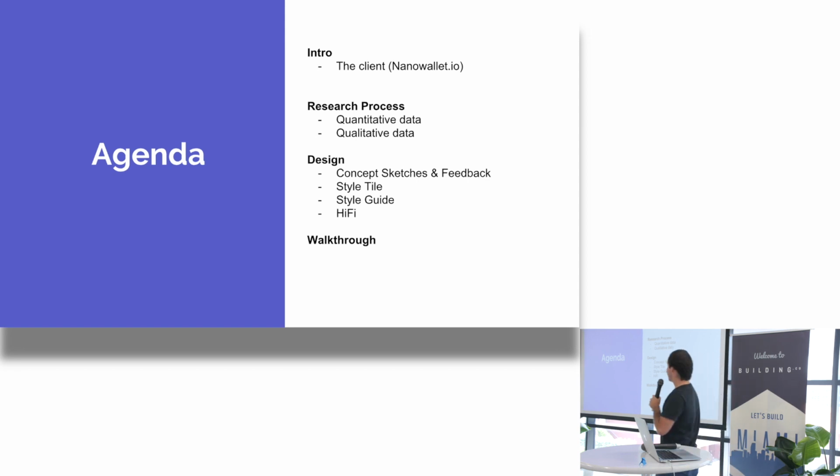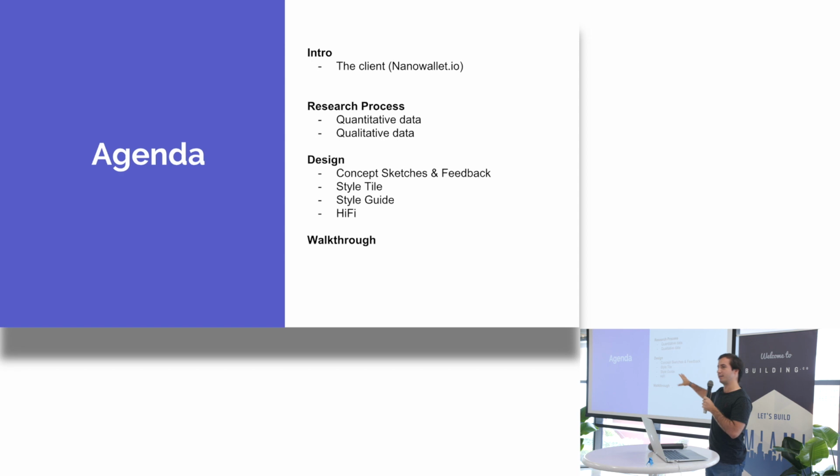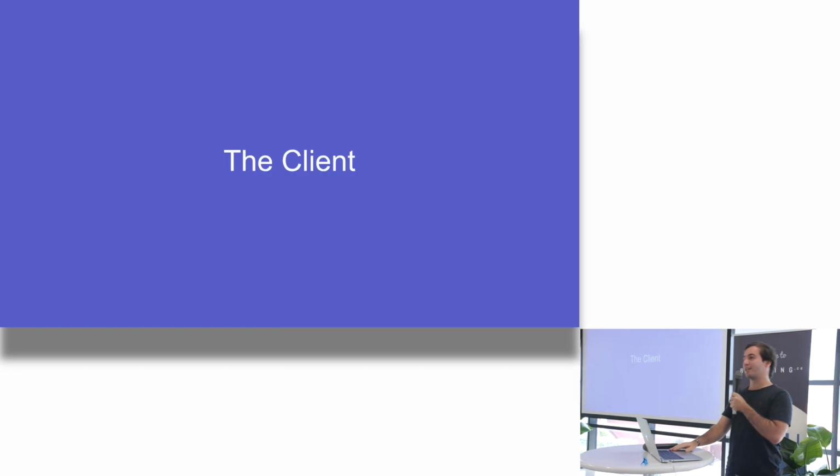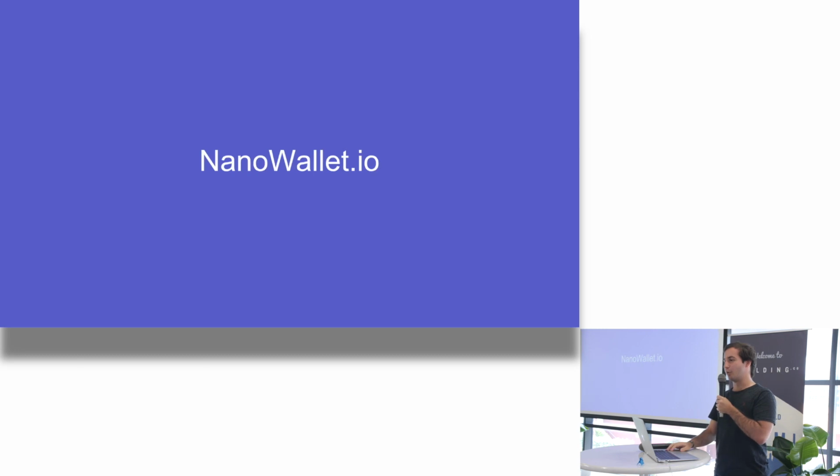So this is the agenda. I'm going to talk to you about the client, the research process, the design process, and the final product I end up with. So who's the client? The client is nanowallet.io, which is a wallet for Nano, which is a cryptocurrency. Makes sense, right? Nano Wallet for Nano.